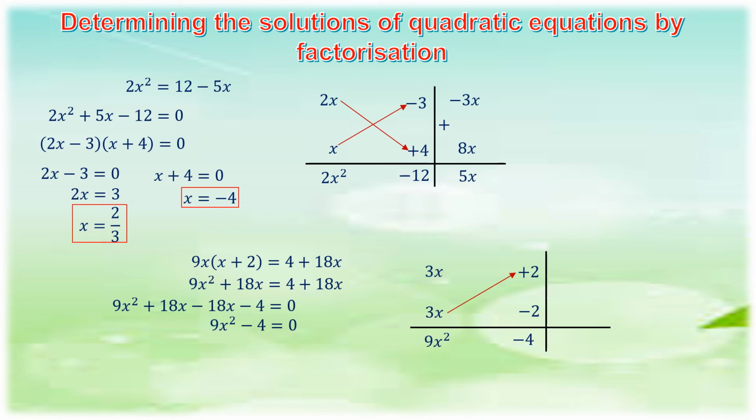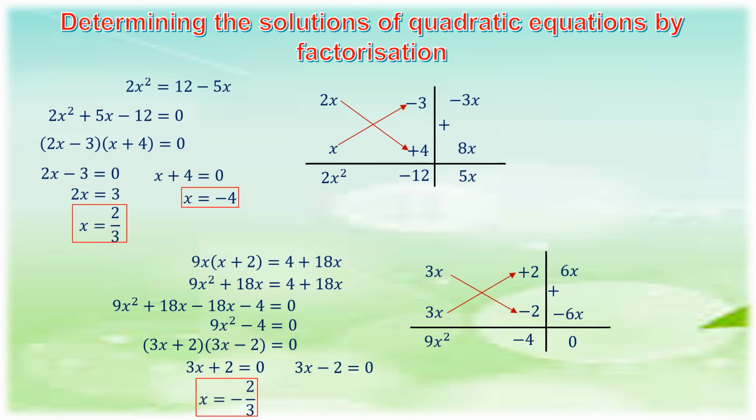We cross multiply 3x times positive 2, it would be equal to what? Correct. It would be equal to positive 6x, and 3x times negative 2 will be equal to negative 6x. And then 6x plus negative 6x would be equal to 0. So the factors are 3x plus 2 and 3x minus 2. And then we are going to equate it to 0. So therefore, 3x plus 2 is equal to 0 and 3x minus 2 is equal to 0. Then transposing positive 2 to the other side, we will be getting x is equal to negative 2 over 3, and as well as we have x is equal to 2 over 3.